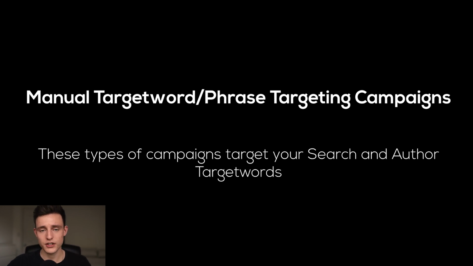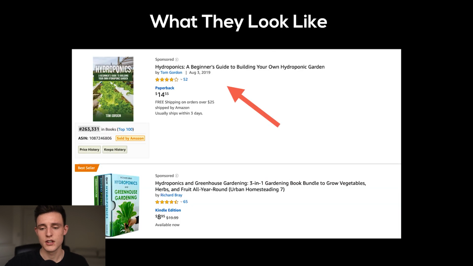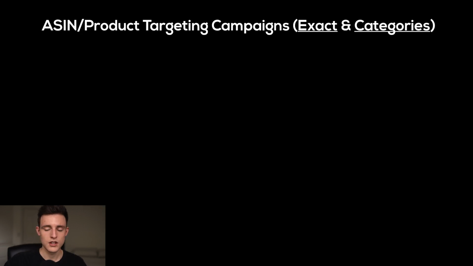So on that target word organizer that we used in the last video, there are 2 different sections. If you remember, there were the search ones and the author target words. So these manual and phrase targeting campaigns target those 2 types of target words. Here's what they look like. On Amazon, they are the search ads. So when you're scrolling through a page of books, yours will show there and you'll see "sponsored" above it.